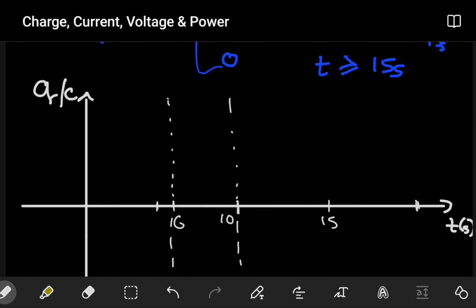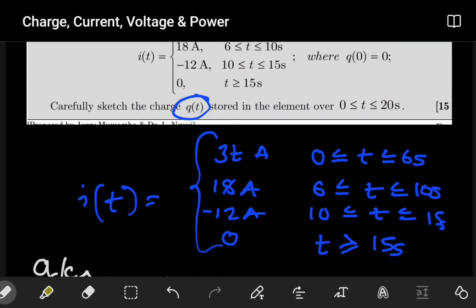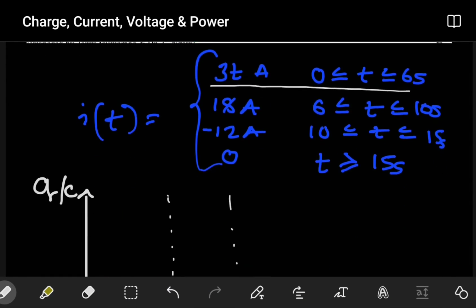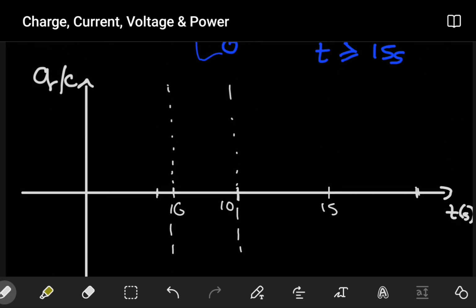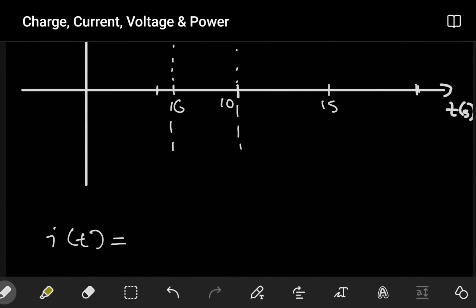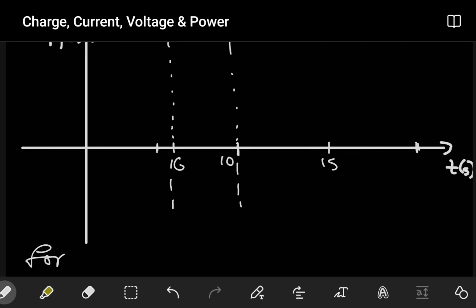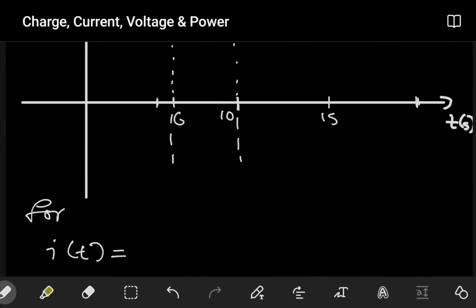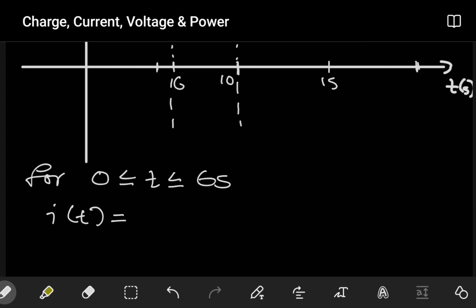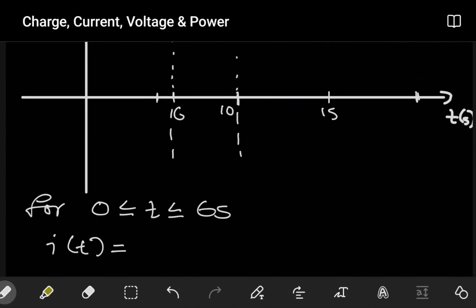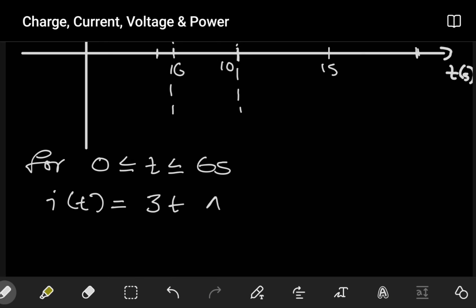So let's start. In the first part, let's see how much charge will be associated with this interval. For that part, we know that current, a function of time in that interval, is equal to 3t. So for the interval 0 to 6 seconds, for 0 less or equal to t, which is less or equal to 6 seconds, current will be equal to 3t in amps.